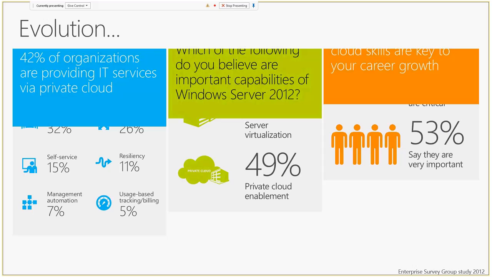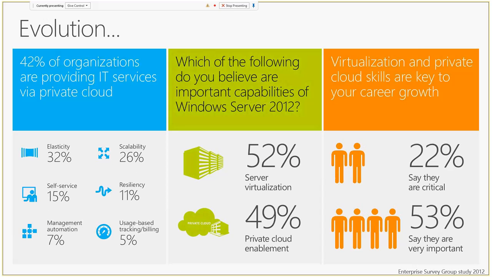And as things have been evolving, we have some slides here with some statistics. About 42% of organizations, according to an enterprise survey group study, mention that they are providing IT services in some type of private cloud. So whether that's having elasticity, self-service, automation, scalability, resiliency, or usage-based tracking, people are starting to move toward this. They are seeing the benefit of this.